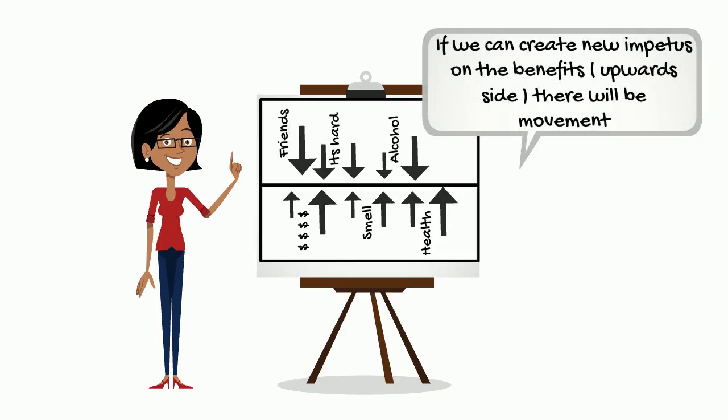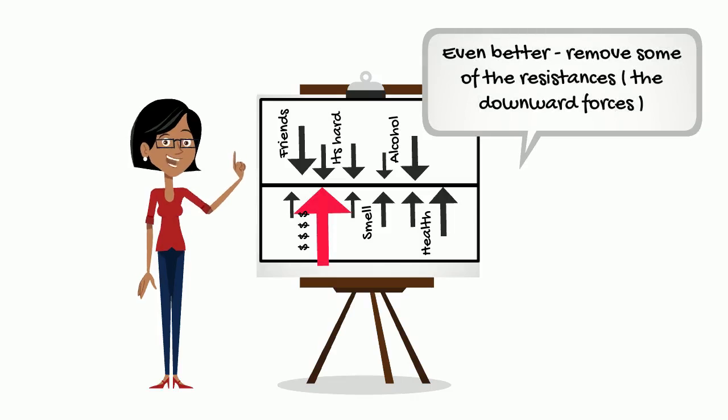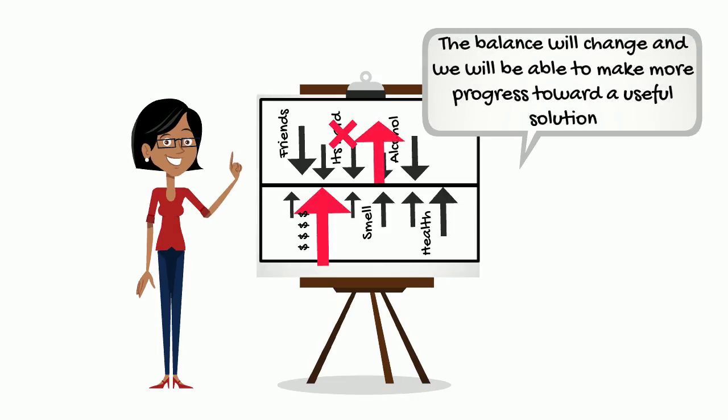Explain that if the group can create new impetus on the benefits, or the upward side of the equation, then there will be movement. Even better, if they can remove some of the resistances, the downward forces, the balance will change and they will be able to make more progress towards a useful solution.